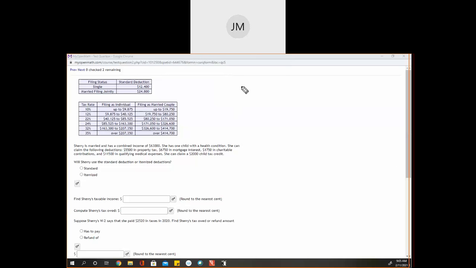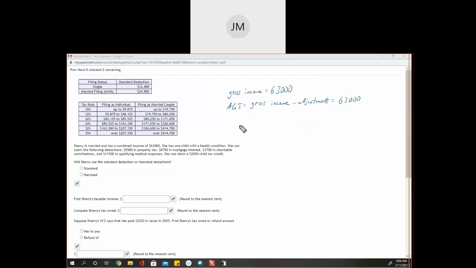The gross income was $63,000. The adjusted gross income is the gross income minus adjustments. So that's also $63,000.